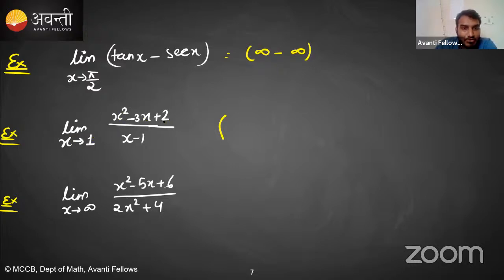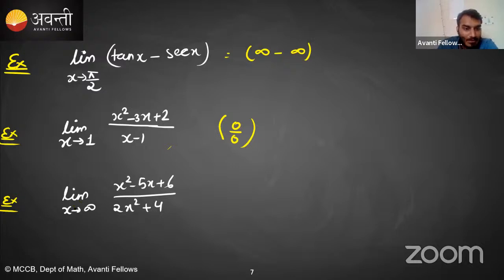Similarly, here put x is equal to 1, what are you getting? 1 minus 3 plus 2 upon 1 minus 1, 0 upon 0, right? So it means when x is approaching toward 1, the value of the function is approaching 0 upon 0 form. So that's why it is also an indeterminate form.